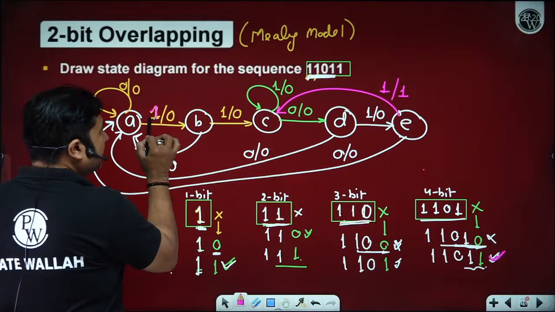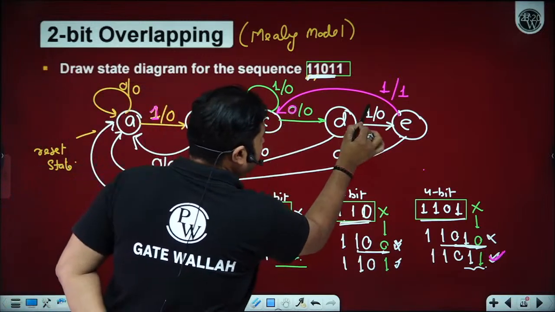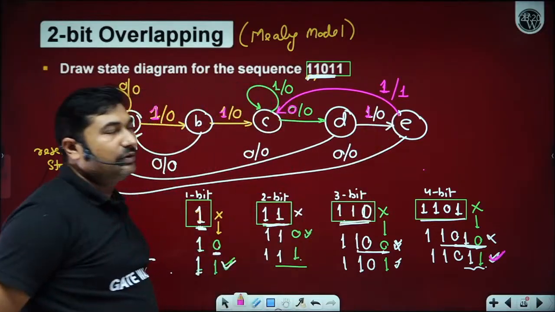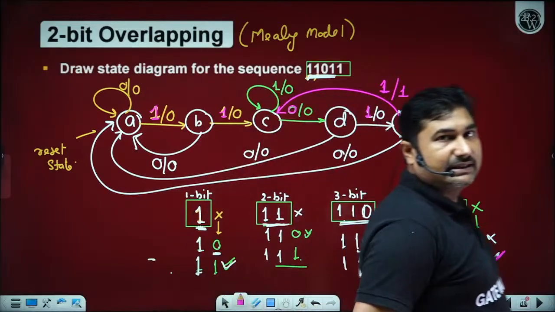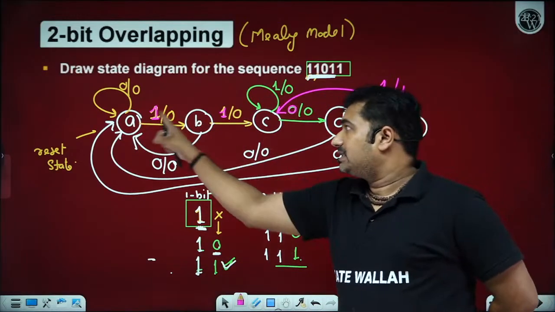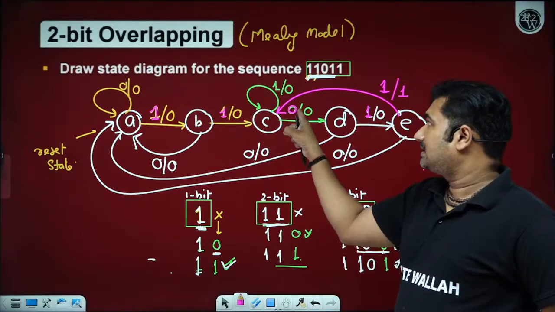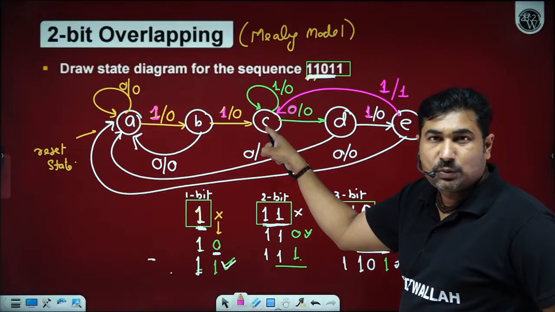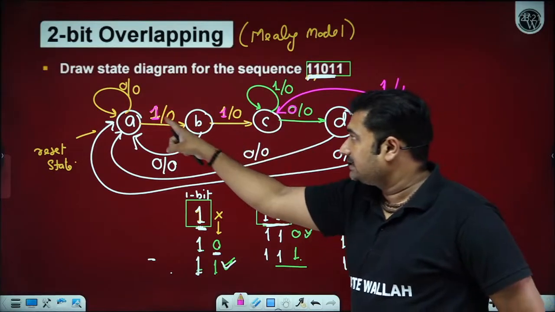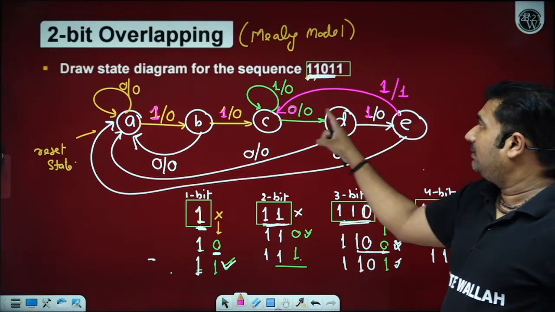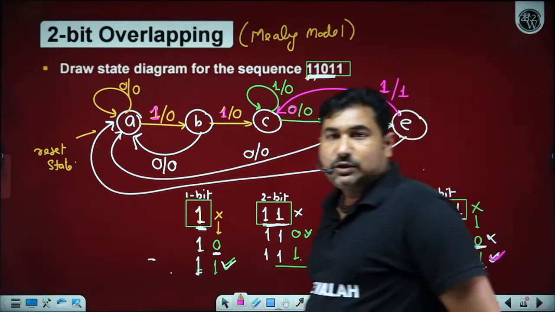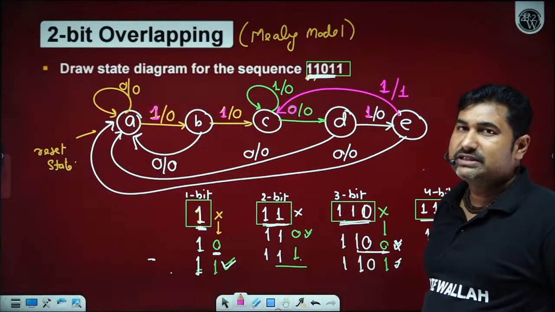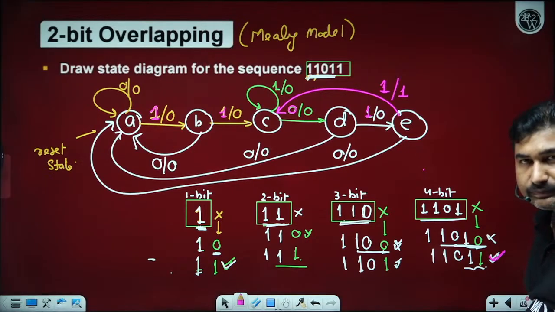We have a sequence detector 1, 1, 0, 1, 1. You can observe the sequence detected: 1 goes to the next state, 1 goes to the next state, 0 goes to the next state, 1 goes to the next state, 1 goes to the end. So it is a 2-bit overlap sequence detector to detect the sequence double 1, 0, double 1. Is it okay? This kind of question they may ask you. Already they have asked such questions in previous years' PYQs.